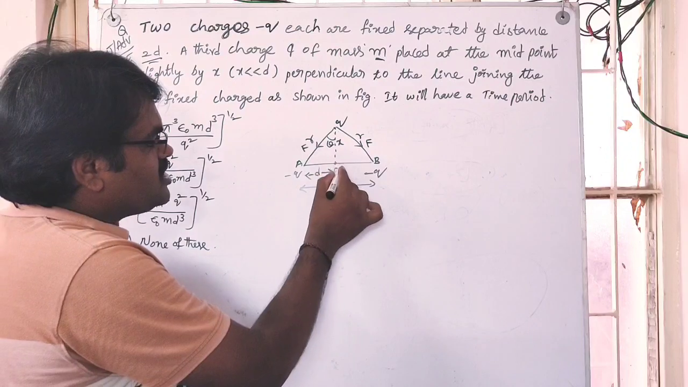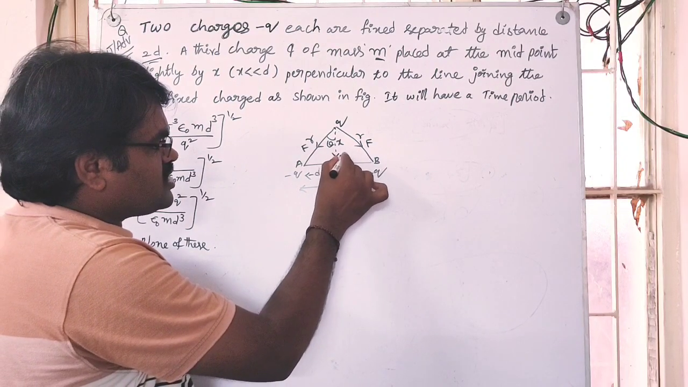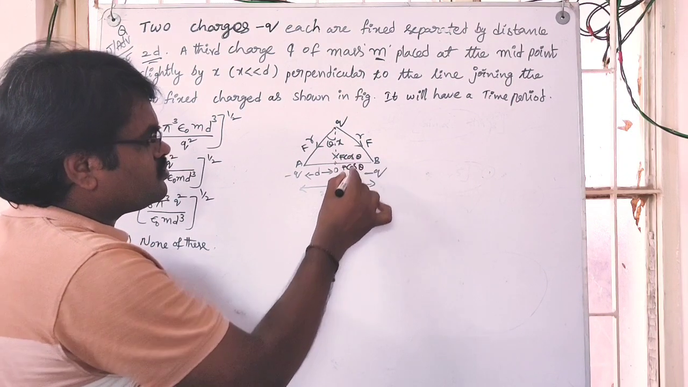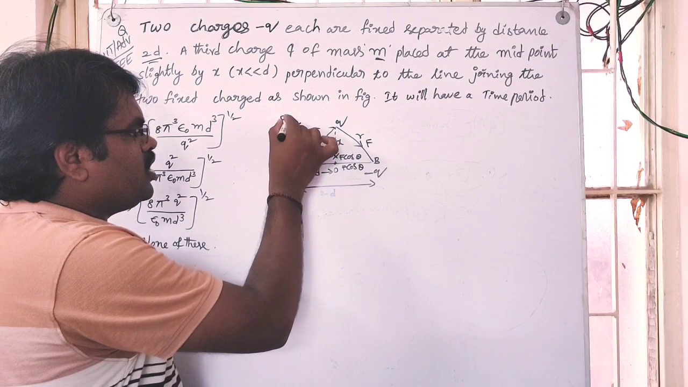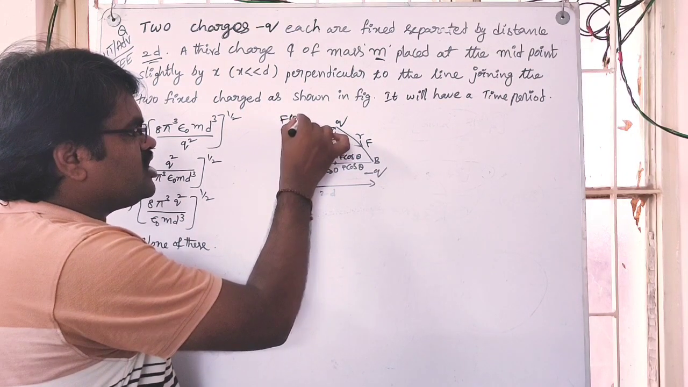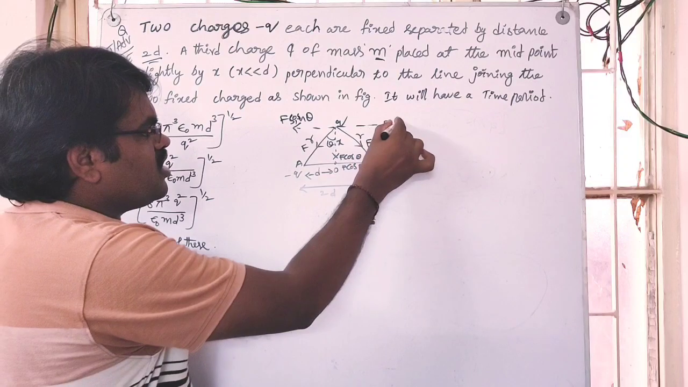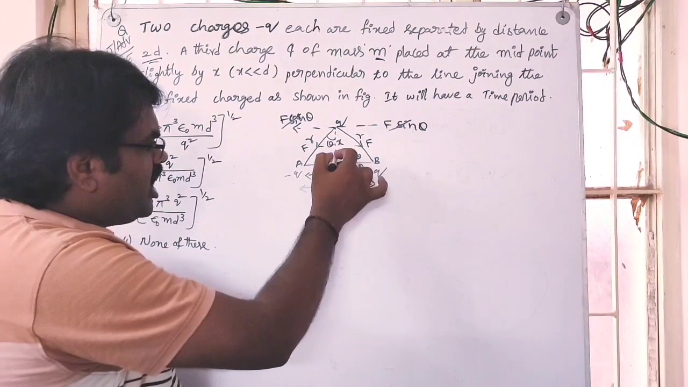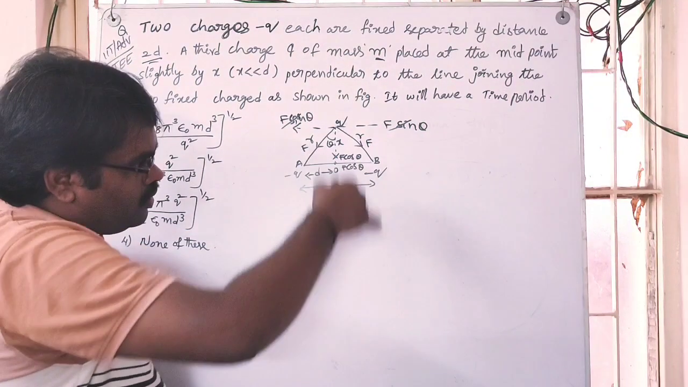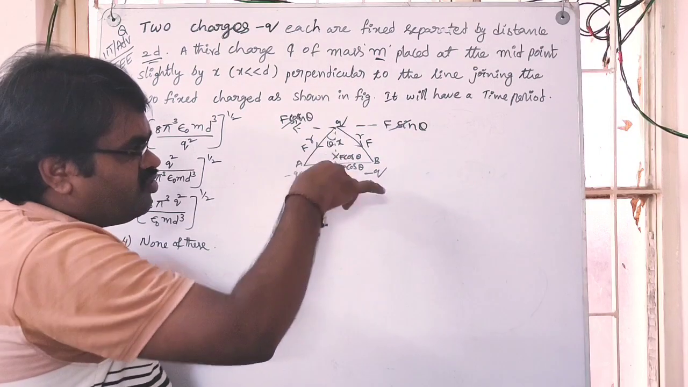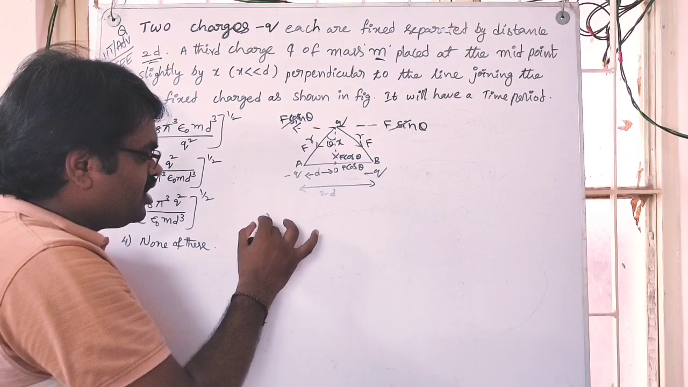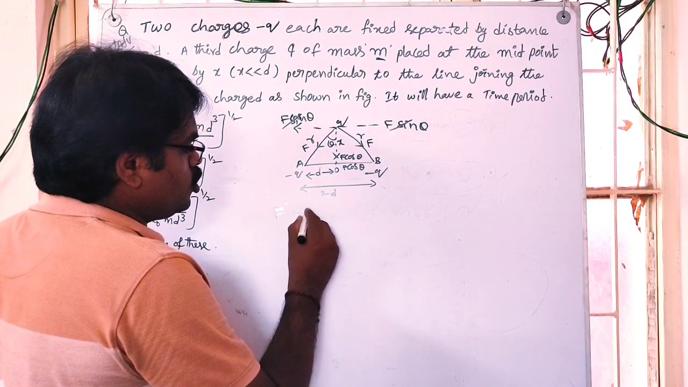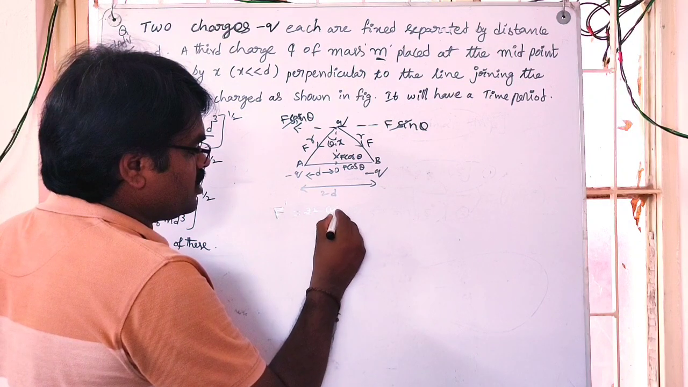Then this component is F cos theta, and this component is also F cos theta. The other component, resolved, is F sin theta, and this is also F sin theta. The magnitudes are equal, so they get cancelled. That's why the net force acting on it, perpendicular to the line joining, is equal to 2F cos theta.